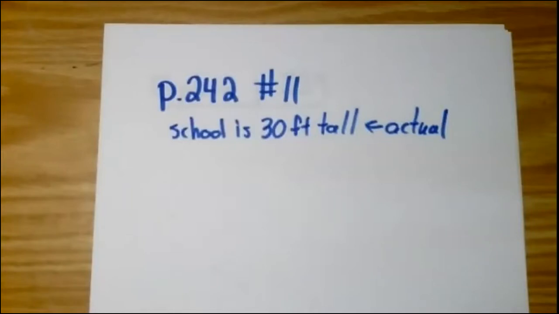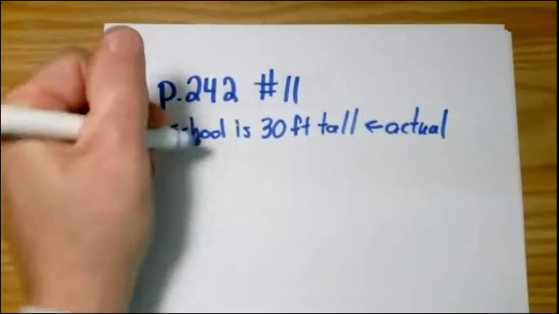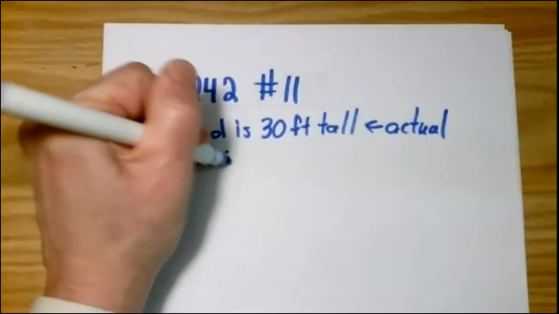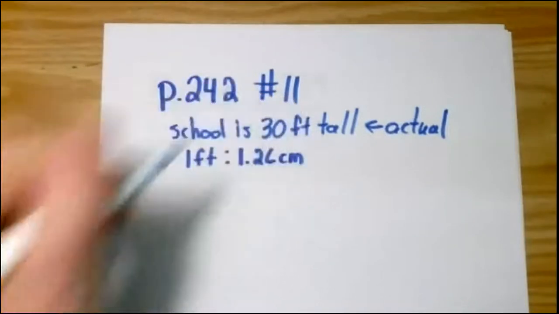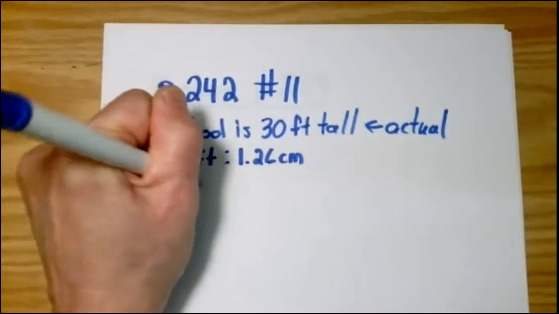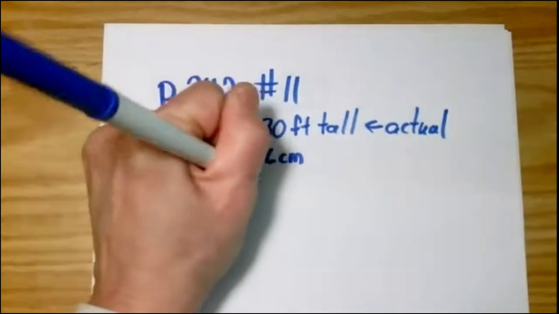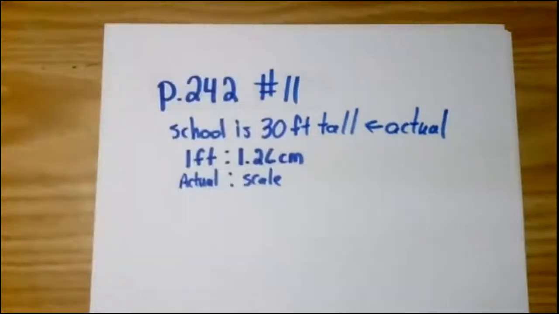Your scale is 1 foot to 1.26 centimeters. So 1 foot of the school building, the actual, is represented as 1.26 centimeters of the scale. So in our case now we have the actual to the scale. It's just stated a little differently this time.